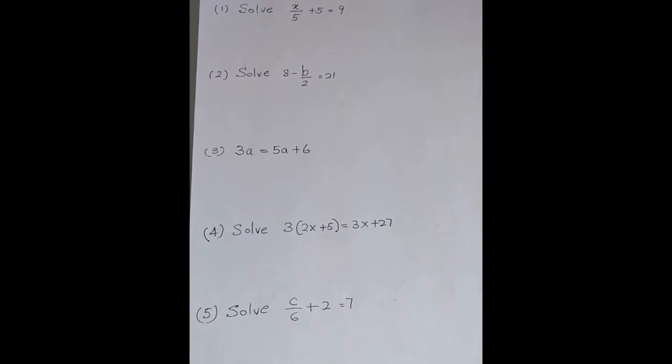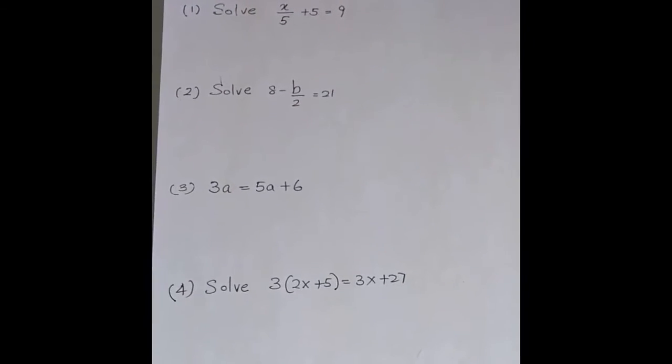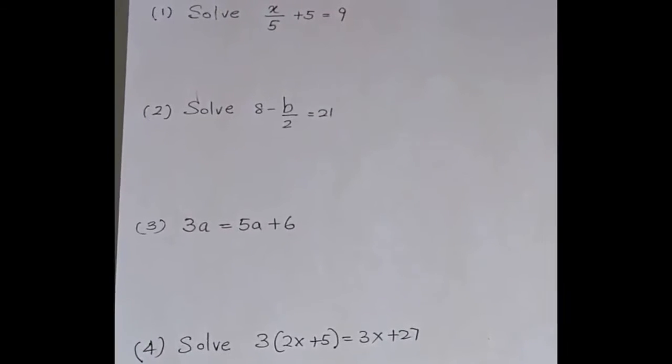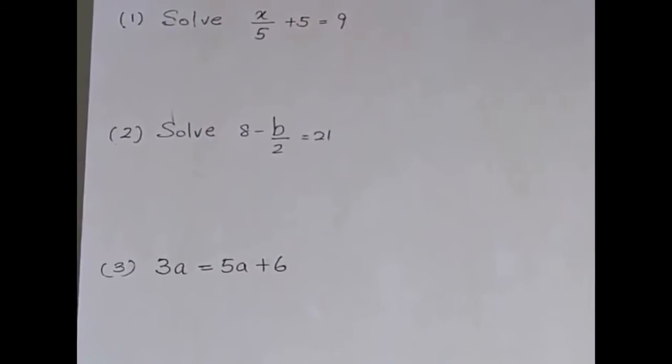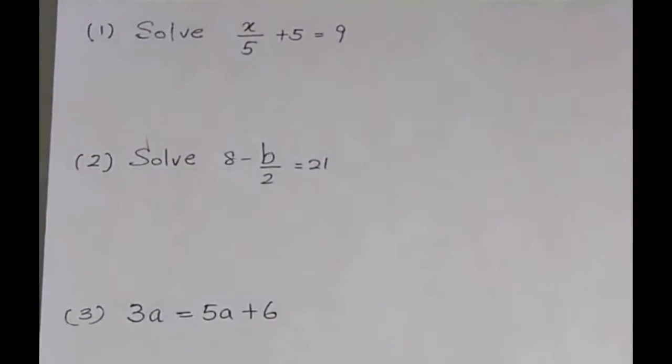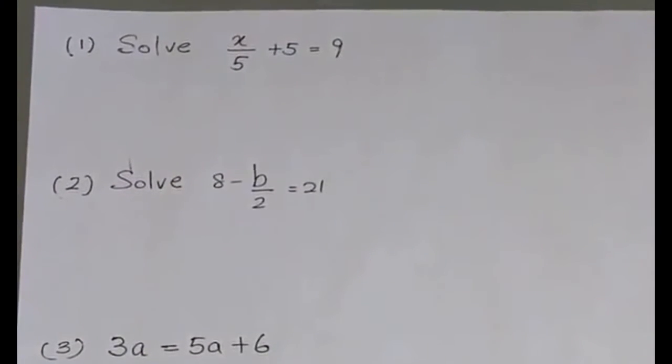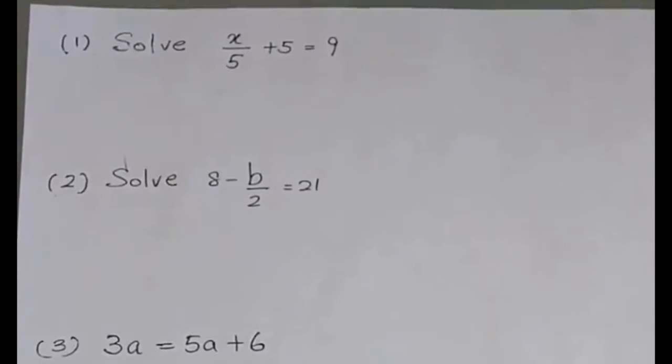Let's look at these questions on solving first degree equations. So our ultimate goal in these equations is to isolate the variable. Let's look at them one by one. The very first one is x over 5 plus 5 equals 9.